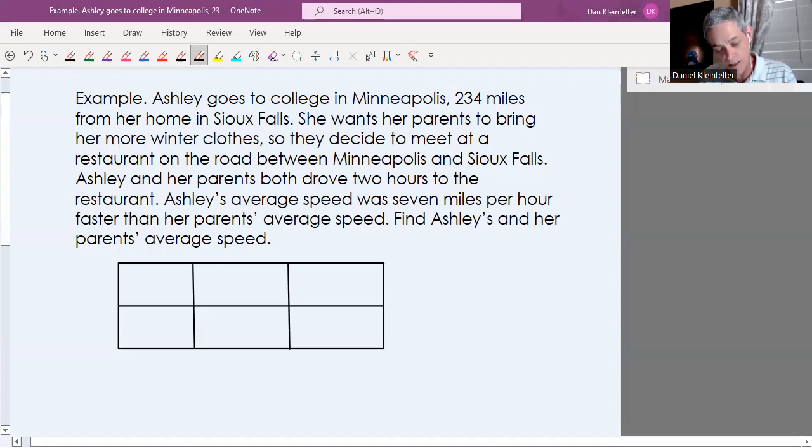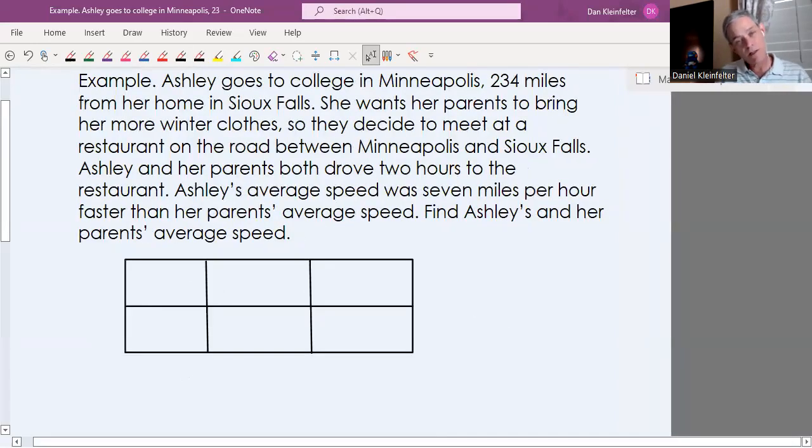So I've started by making the table. The two kinds of people in this problem are Ashley and her parents. So I'm going to make the first row be Ashley and the second row be the parents. Each column is distance equals rate times time. And then I need to go through and figure out what needs to go where.